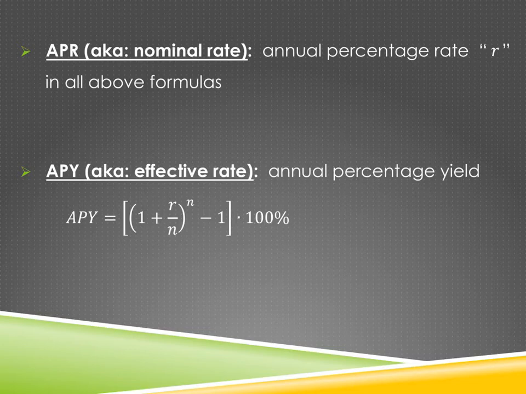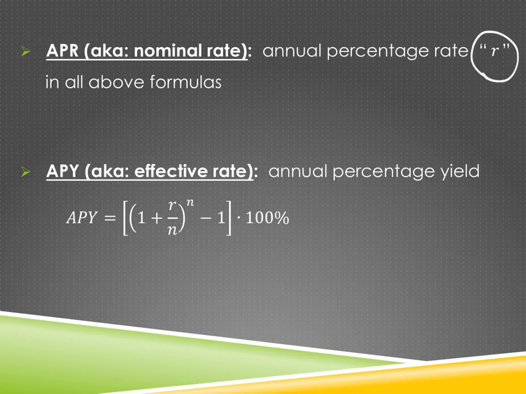So here's the difference between these two. APR, the nominal rate, is the annual percentage rate that we keep using in all the equations above. Okay, that's the R. APY, or the effective rate, takes into consideration interest compounding upon interest. So it's called the annual percentage yield. The APY is always a slightly larger number than the APR, and it's found by using this equation.